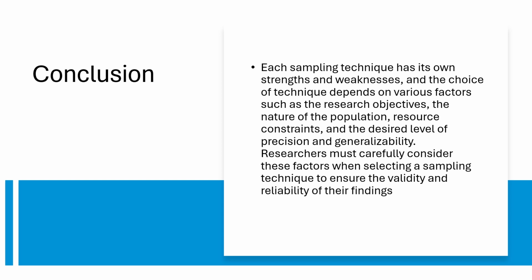In conclusion, we can say that each sampling technique has its own strengths and weaknesses, and the choice of technique depends on various factors such as the research objectives, the nature of the population, resource constraints, and the desired level of precision and generalizability. Researchers must carefully consider these factors when selecting a sampling technique to ensure the validity and reliability of their findings.